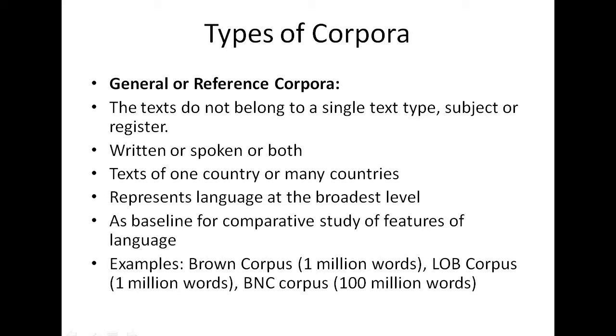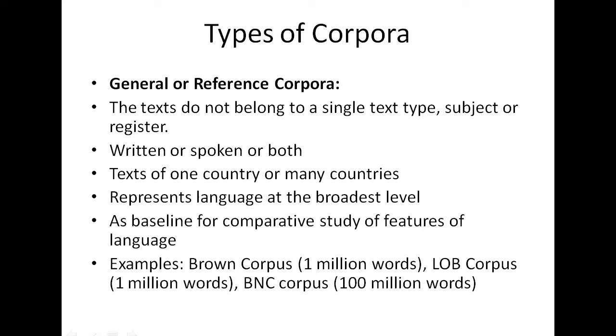For example, I was saying that I am going to collect the text of 6 novels of Jane Austen, but that is a single text type. Or when I said that I am going to collect the English newspapers, Pakistani English newspapers of last 10 years, that is a single text type. So it would not form a general or reference corpora because it belongs to one subject.